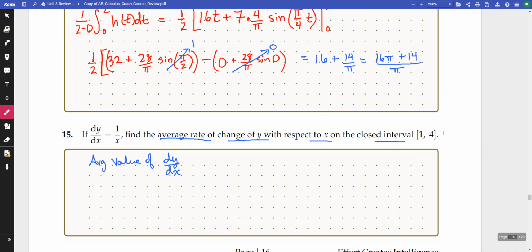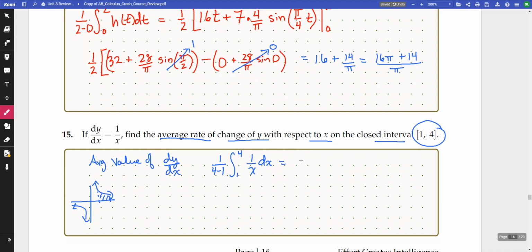Now also notice that our interval is an interval where our function is continuous, because we know that's the reciprocal function, 1 over x, right? And so we're trying to say, hey, what's going to be the average value on our little interval here? So average value, 1 over b minus a, integral from a to b of f of x dx, where in this case f of x is dy dx.